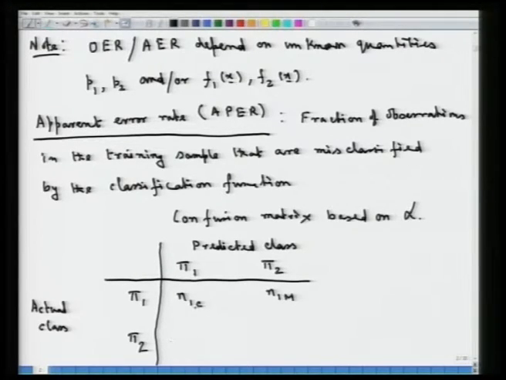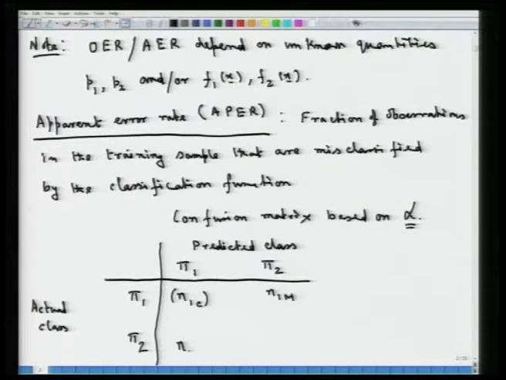N1M. Now, this N1C is the number of observations coming from the first population pi 1 and being correctly classified by the classification rule. So, the predicted class membership is pi 1 corresponding to those observations coming from the first population. So, N1C is the number of correctly classified observations in the learning sample coming from the first population. Now, N1M is the number of observations that are coming from the first population. They are there in the learning sample, and by the classification function they are misclassified into this pi 2 population. So, this is this notation.